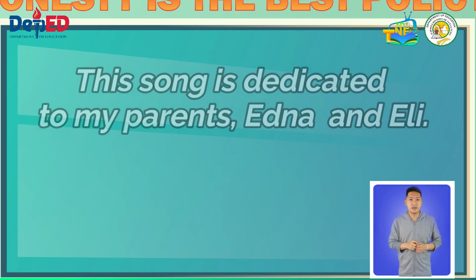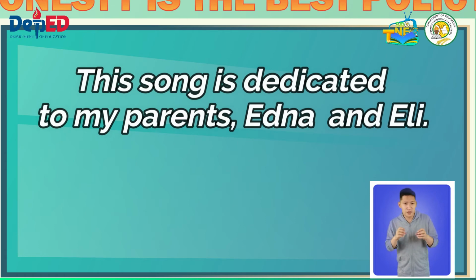The sentence denotes that the author's parents are Edna and Ellie. Now, let us add comma after the name Edna. The use of serial comma denotes that the song is dedicated to 4 persons: the author's mom, the author's dad, Edna, and Ellie. The simple act of adding a comma completely changed the meaning of the statement.